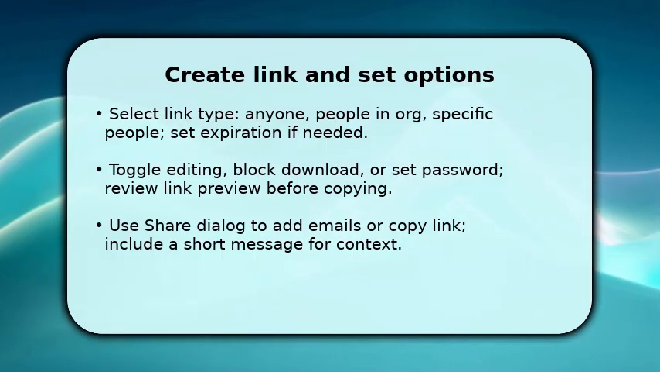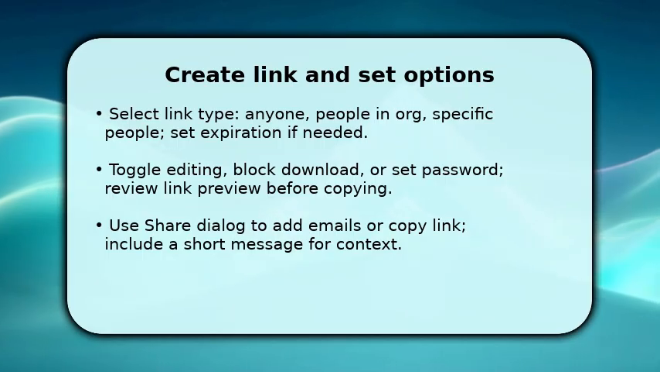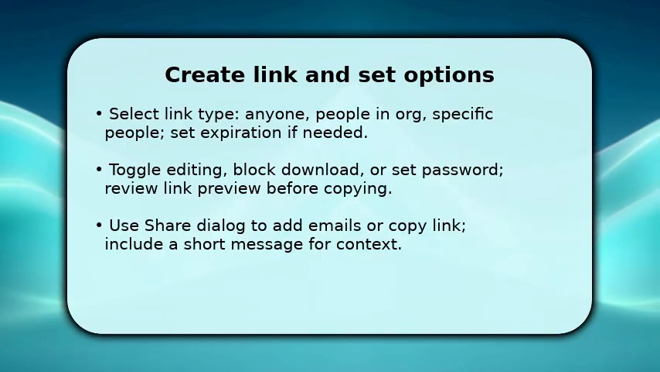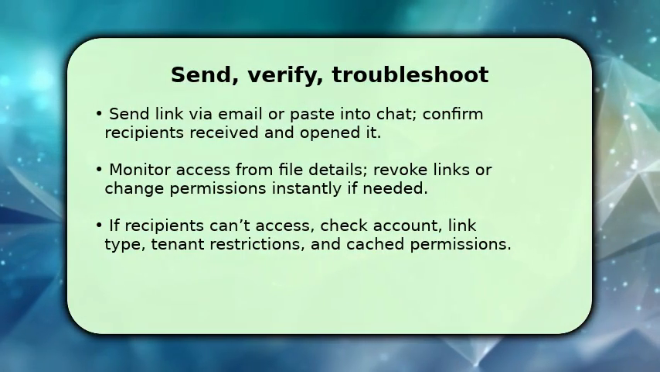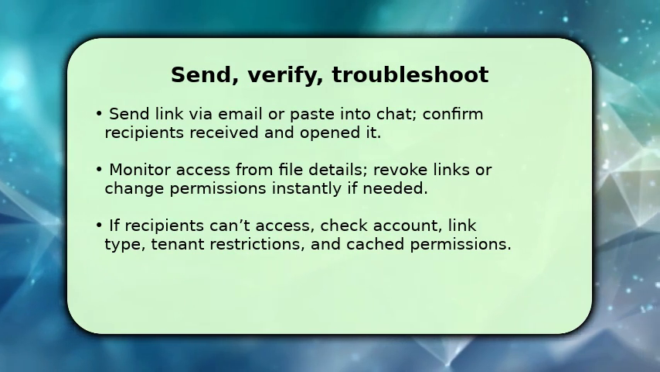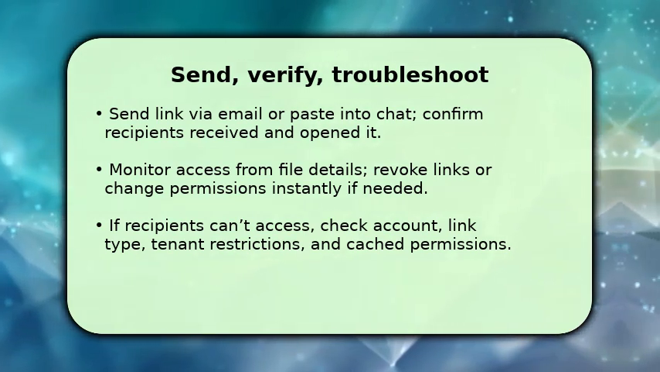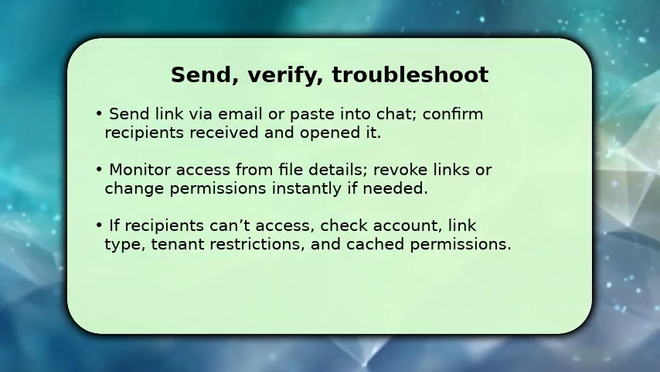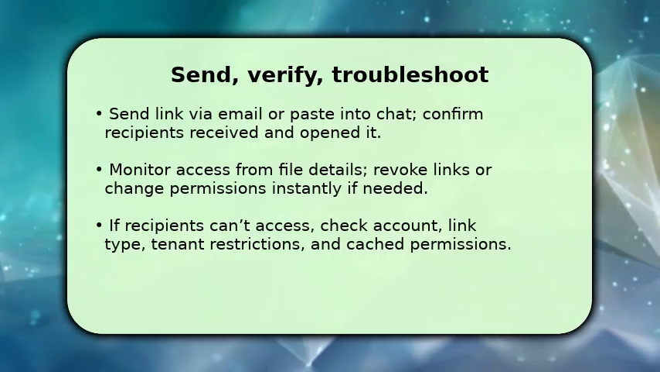After adjusting options, preview the link to confirm settings. You can either enter recipient emails directly with a short message, or copy the link to paste into another app. Finish by sending the link and confirming recipients can access the file, ask them to open it, and tell you what they see. Once shared, use the File Details or Manage Access panel to monitor who has permission and revoke or change rights immediately if something looks wrong.